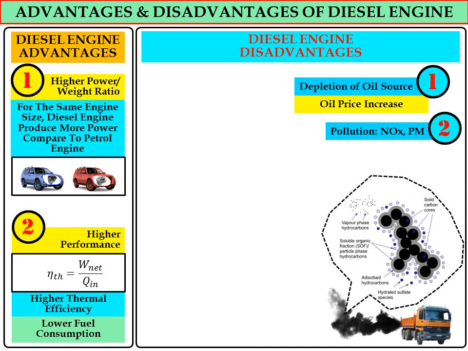If you look at the figure, it shows the black smoke that comes out from the diesel engine. We have very small particles that are released through the exhaust of the engine. As you can see in the figure, there are different sizes of particles, such as solid carbon cores, absorbed hydrocarbon, hydrated sulfate species, soluble organic fraction SOF, vapor phase hydrocarbon, and so on.